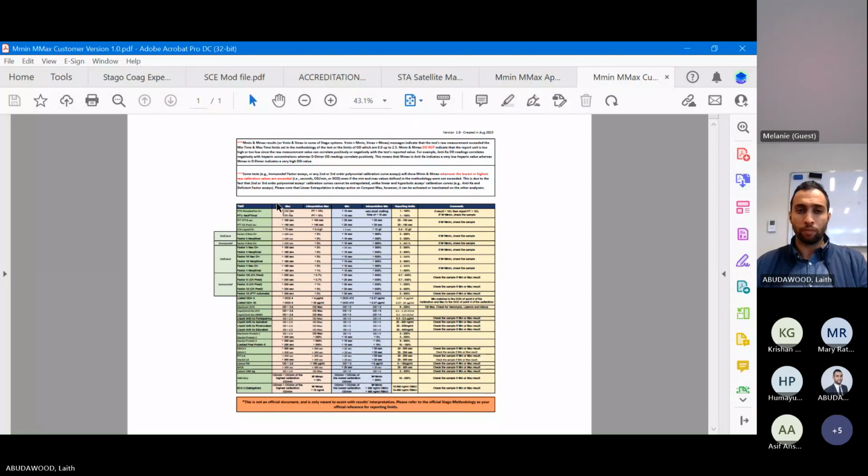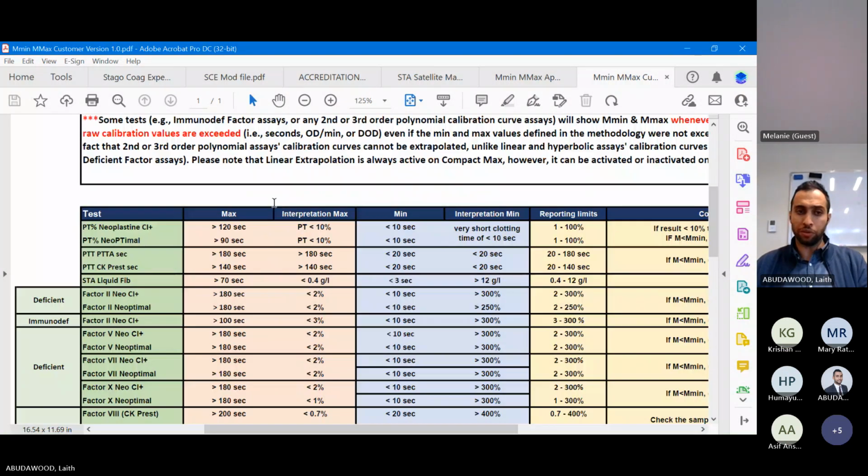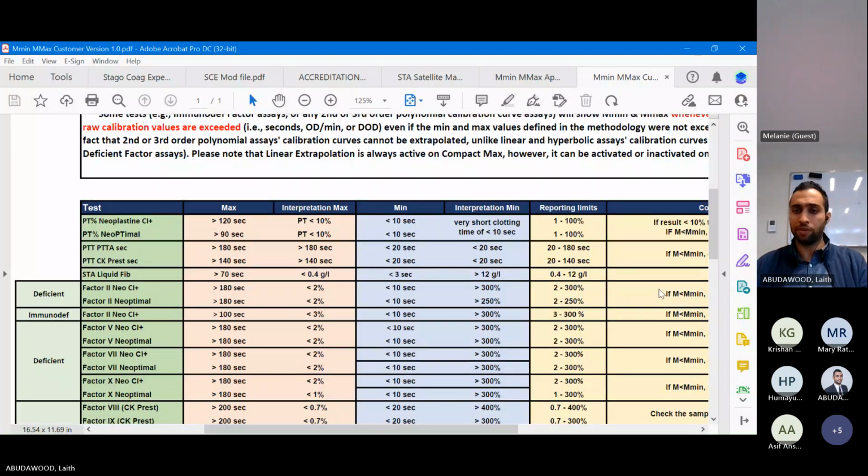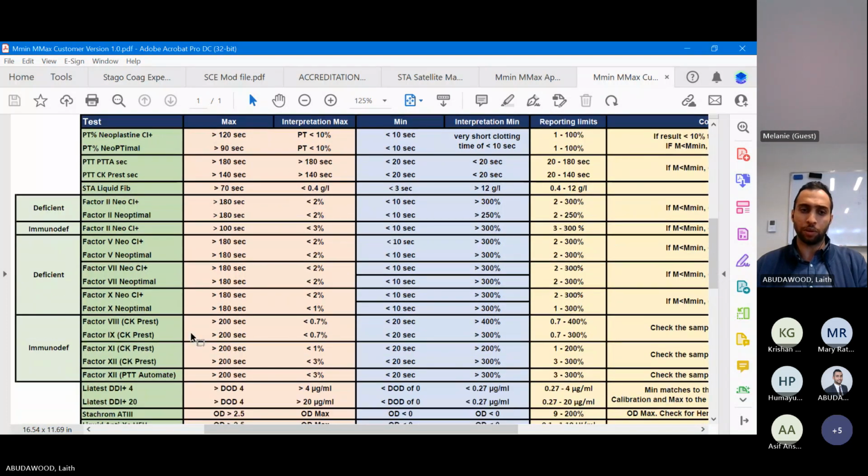Okay, so this is the customer version. Let's say the customer is running a factor 8 assay, for example, and they're using the immunodiff line. So I'm using the factor 8 assay, and I got MMax. What does MMax mean? It means my time is more than 200 seconds.